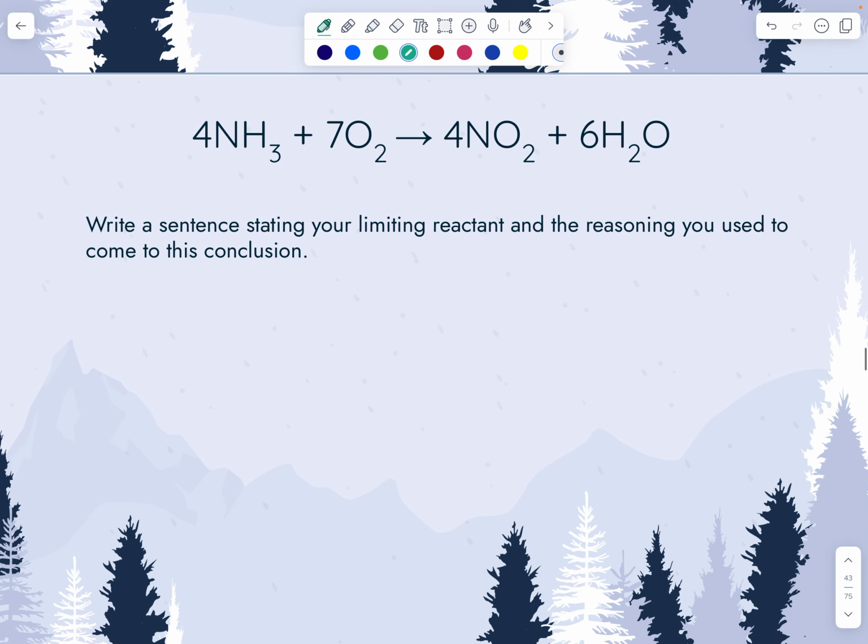Right? What is the sentence that I'm going to write here? The first thing we say is our limiting reactant. 100 grams of oxygen is the limiting reactant.